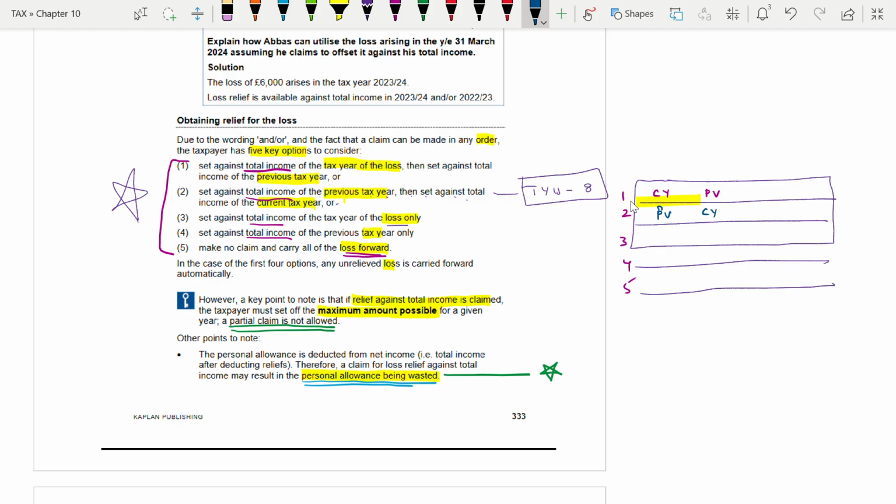Okay, previous year and current year. Third one is what? You take the set against the total of the tax year. Okay, you can put it as a tax year. Don't put current year, current year is nothing but the tax year.